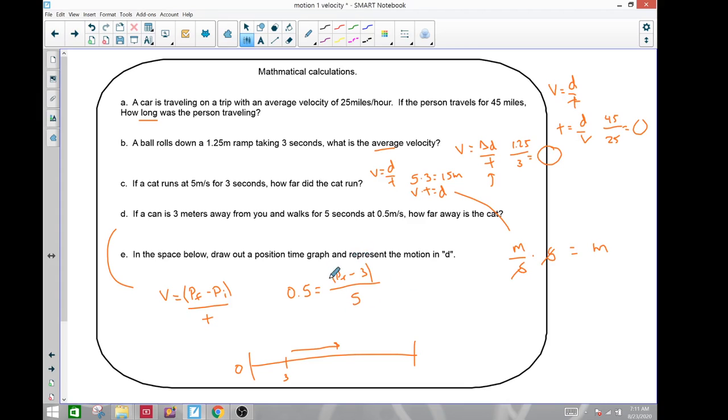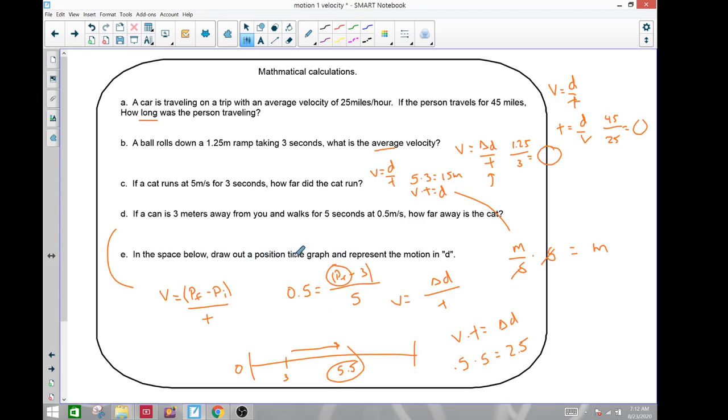Someone might just put this together and just call it change in distance over time, and then the average velocity is here. And then they would multiply across, velocity times time equals my change in distance. So this is the 0.5, and then time is 5, so half of that is 2.5. So they went from 3 to 5.5. And that's this guy right here.